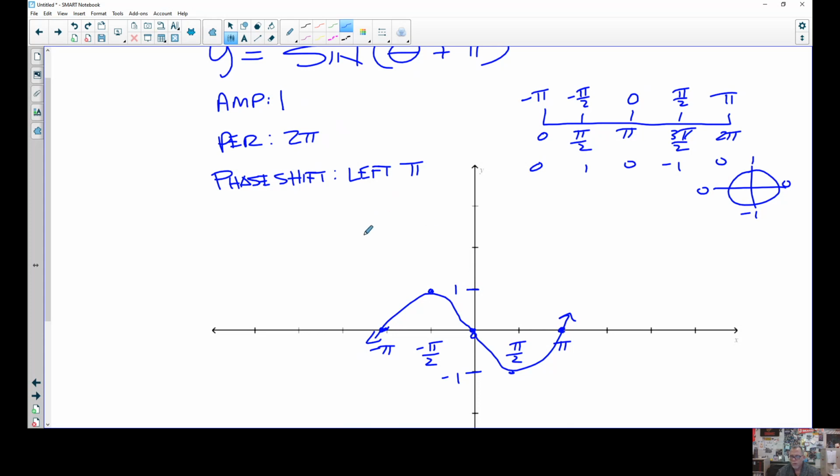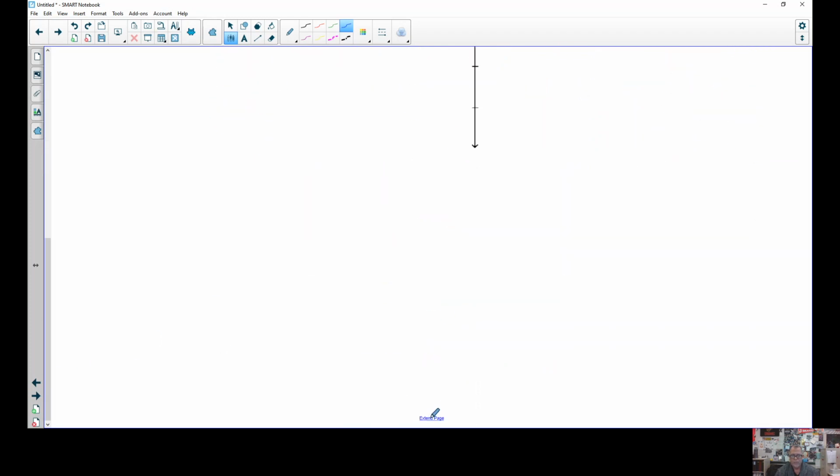This allows us to move these graphs left and right. Before we were changing how high they went, so their max and min values. We were changing how fast they went through a cycle. Now we're changing left and right. All right, let's look at a combination one. Let's look at an ugly one.